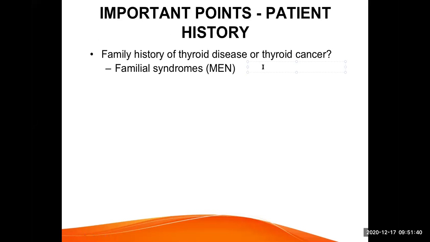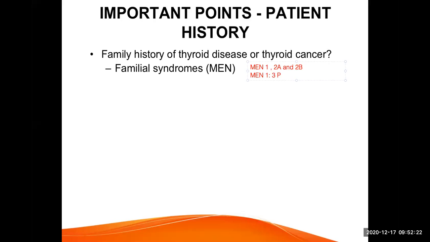This multiple endocrine neoplasia has MEN1 and MEN2, with 2A and 2B. So there are three types: MEN1, 2A, and 2B. Now, what are the important features of them? In MEN1, you have three P's. I'm making it very easy for you. Three P's. Now, can you guess what these three P's are? Anyone?